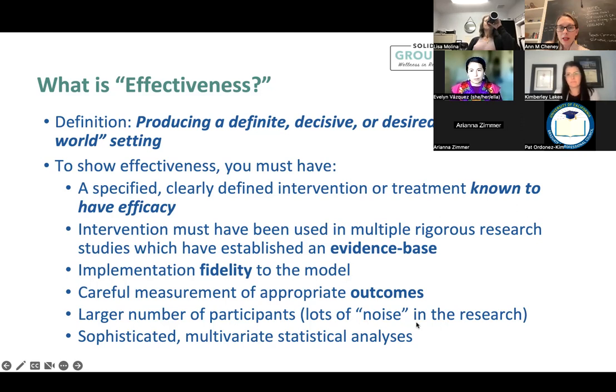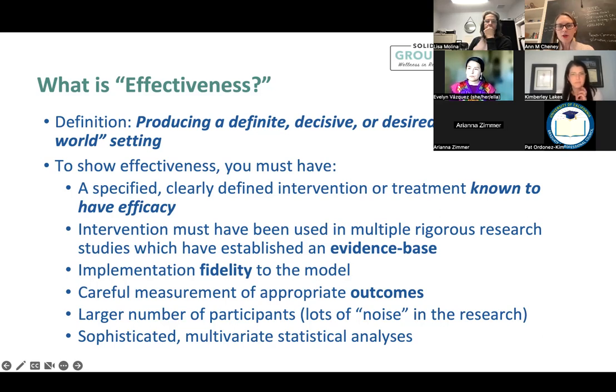Implementation, fidelity to the model. What this means is those who are implementing the intervention or the treatment are following a model, right? They're following a process, and there's fidelity to the model, meaning that the individuals implementing the intervention or treatment are aligning with the expectations of how it should be implemented or delivered, and that there's careful measurement of appropriate outcomes. So when we think about the kind of research that we're doing, considering what are the outcomes that patients and other stakeholders consider to be important.